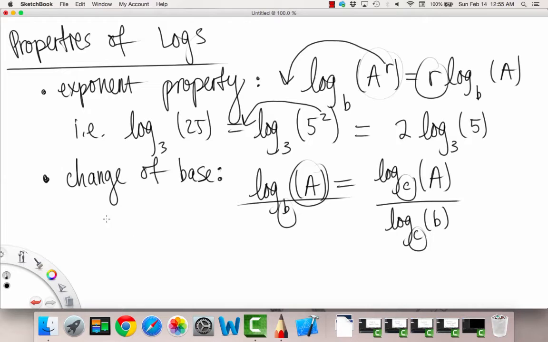And oftentimes we use the ln, or the natural log, so c is equal to e. So usually we say something like this: log base b of a is equal to ln of a over ln of b, okay? And that's just commonly used, not always.